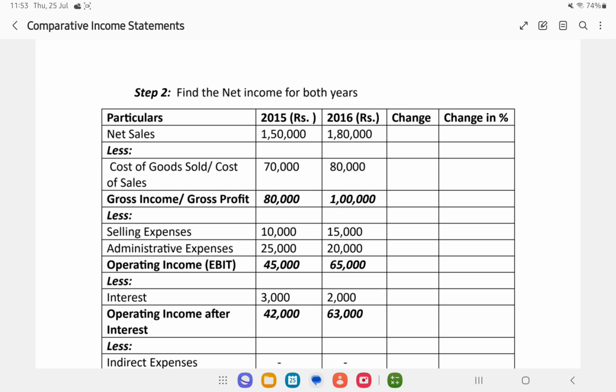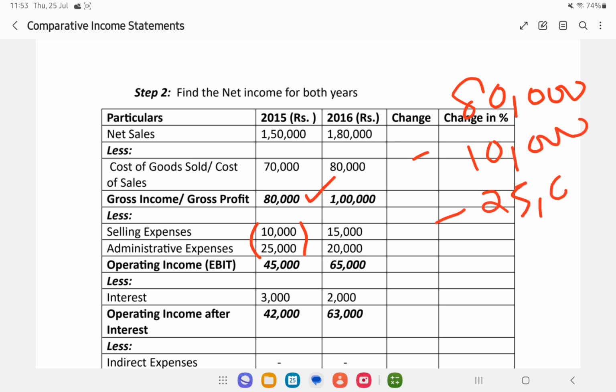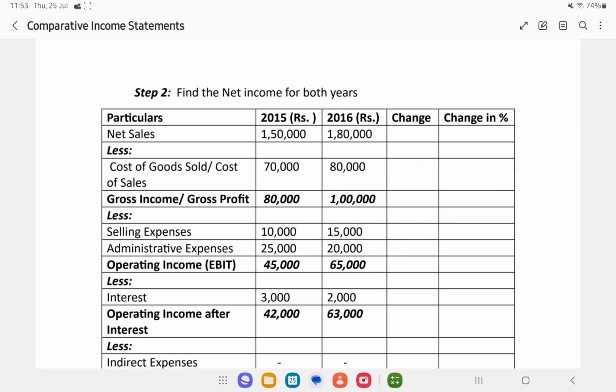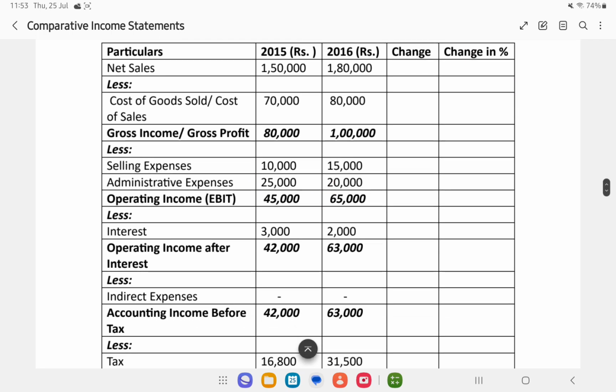Now we are going to deduct selling expense and administrative expense. Selling expense 10,000 and administrative expense 25,000. Just deduct from 80,000. Take your calculator: 80,000 minus 10,000, then minus 25,000. You will get the answer 45,000. Similarly, when you do it for 2060, you will get the answer 65,000. Now you have got the operating income. Operating income means the income earned before interest and tax.